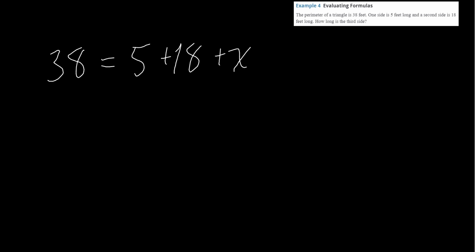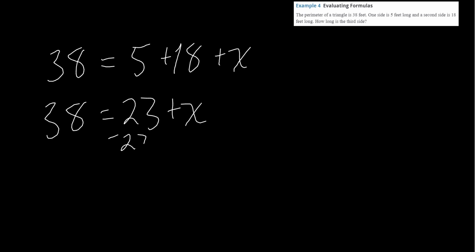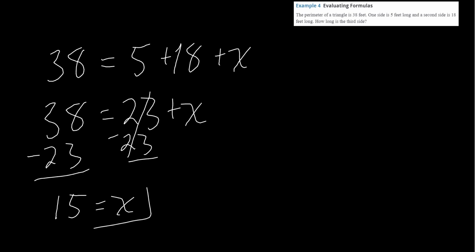Okay, so let's go ahead and combine like terms. 5 and 18, that's 23. 23 plus x. And then we have to isolate the x by itself, so we're going to subtract 23 from both sides, and we end up with 15 is equal to x. Okay. And that's that.